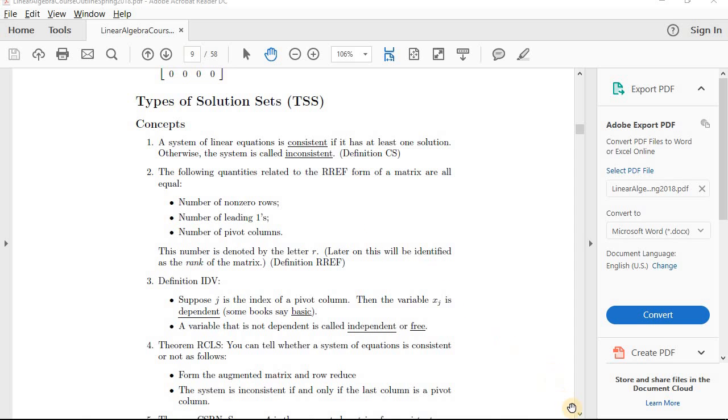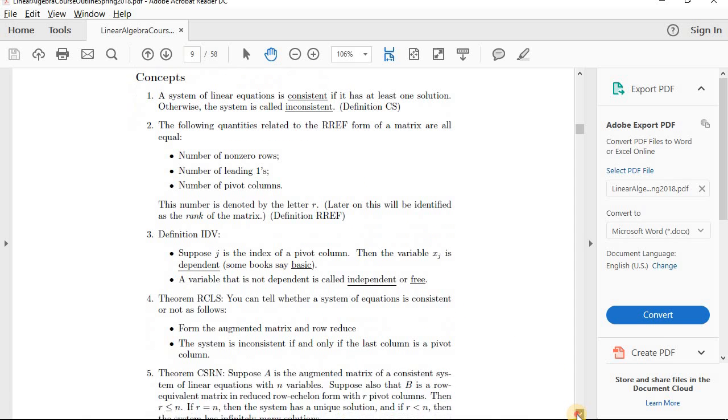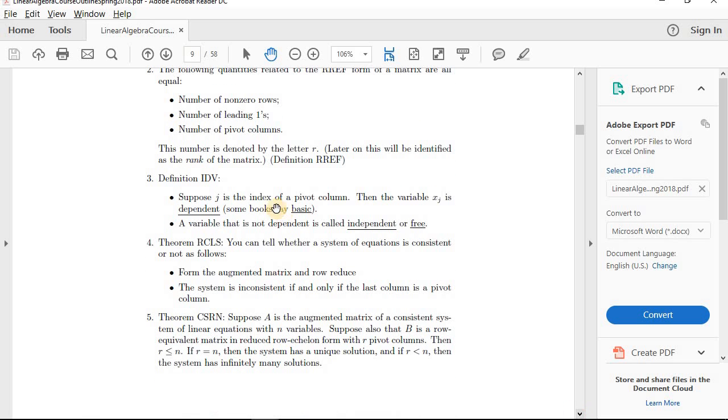We've also seen two types of variables. Variables can correspond to a pivot column, and these are called dependent or basic. We've also seen variables that do not correspond to a pivot column. We call these independent or free. And we saw in previous videos how to express your solution in terms of the free variables.